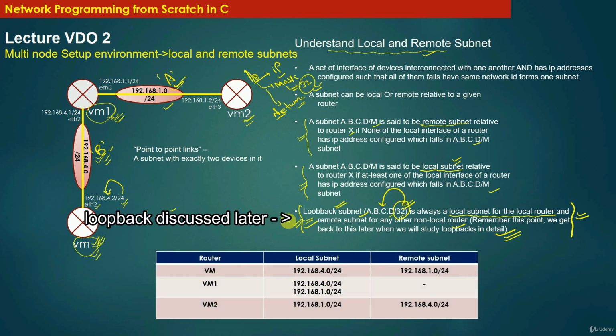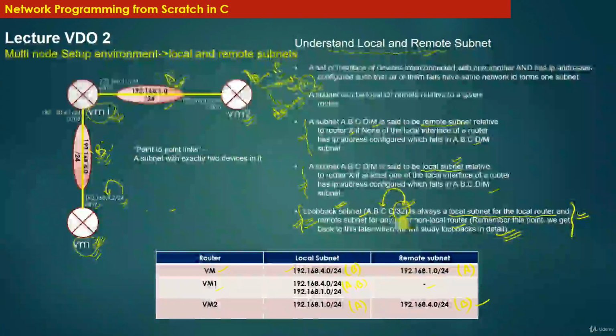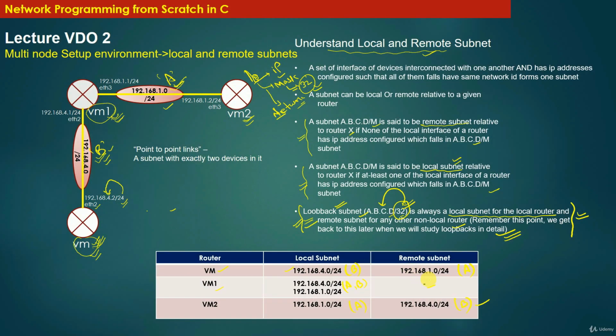So let us see in this table, for a router VM, what is the local subnet? The local subnet is the subnet B. And what is the remote subnet? The remote subnet is the subnet A. And for the router VM1, what is the local subnet? Both A and B are local subnets, and there is no remote subnet. And for the router VM2, the local subnet is the subnet A and the remote subnet is the subnet B. So this is how we identify the local subnet and remote subnets with respect to a given router.